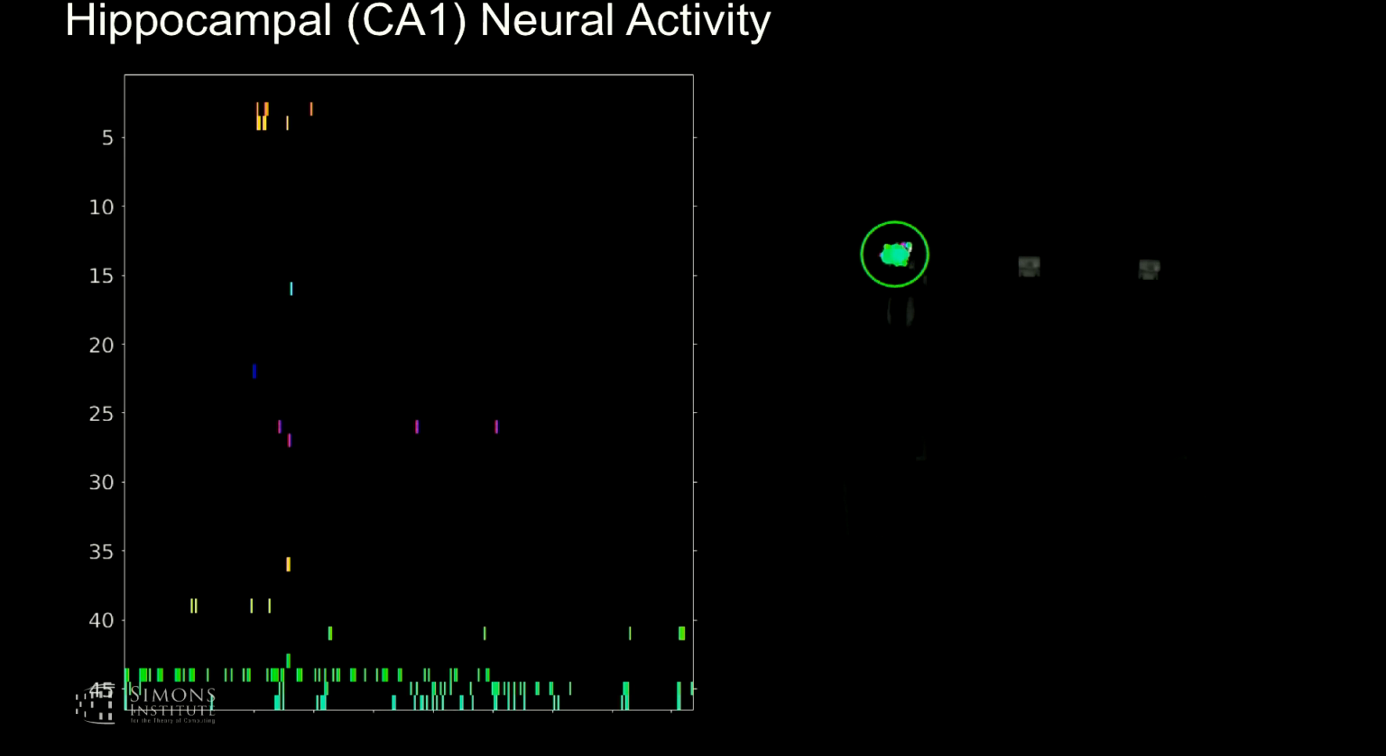So we record in the hippocampus. I think you've seen lots of beautiful pictures from David and other speakers of this. This is an example of hippocampal place cells, so hopefully this will just be fun to watch.